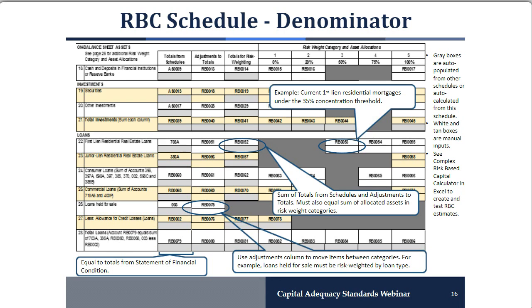The totals from schedules column is auto-populated from other parts of the call report, such that the total of on-balance sheet assets here will match the total assets on the statement of financial condition. The adjustments to totals column is used to transfer assets from one category to another as prescribed by the RBC rule. For example, loans held for sale must be risk-weighted by loan type. Once all adjustments have been made, the total adjustments must net to zero.